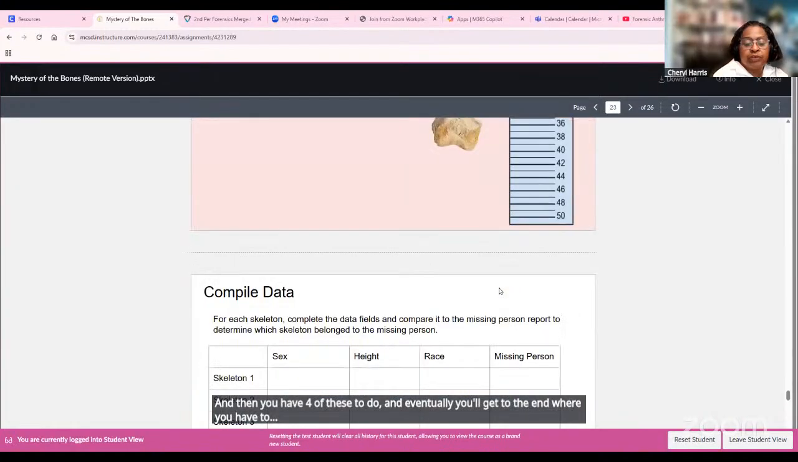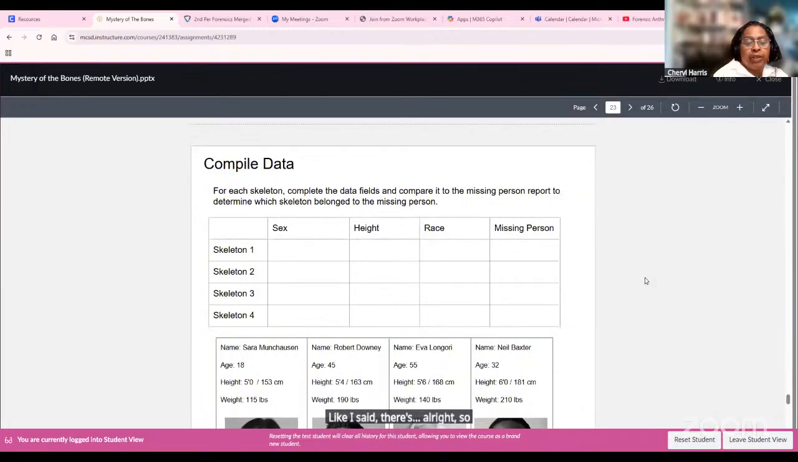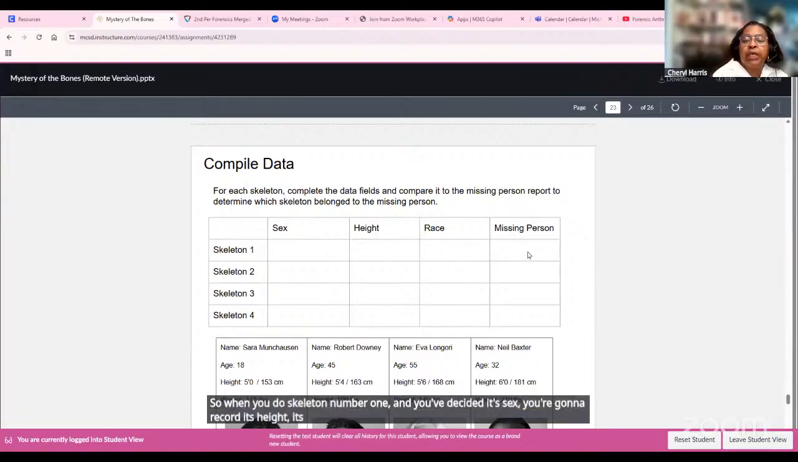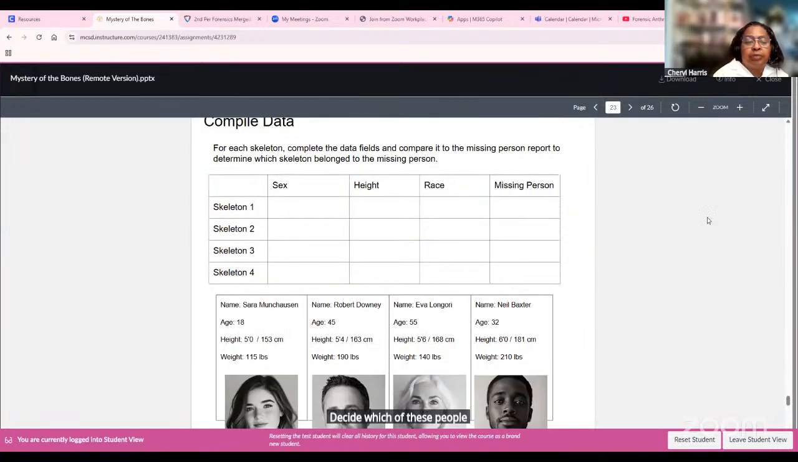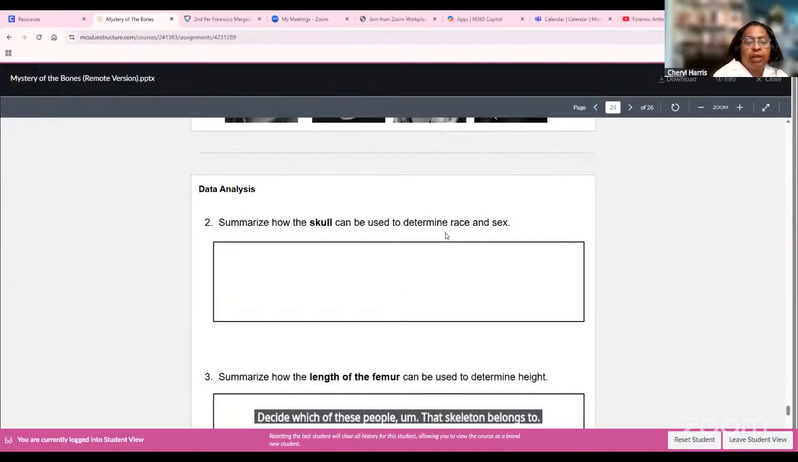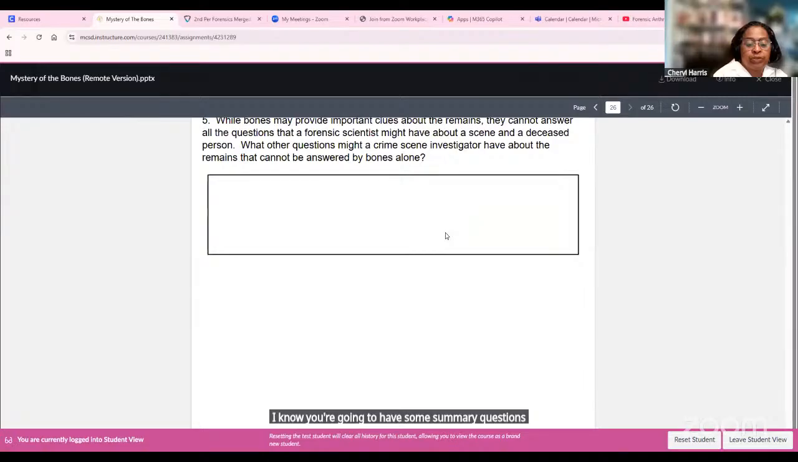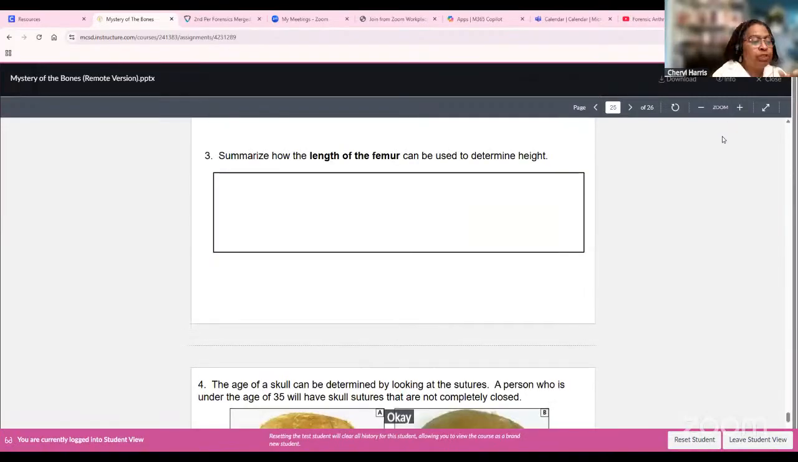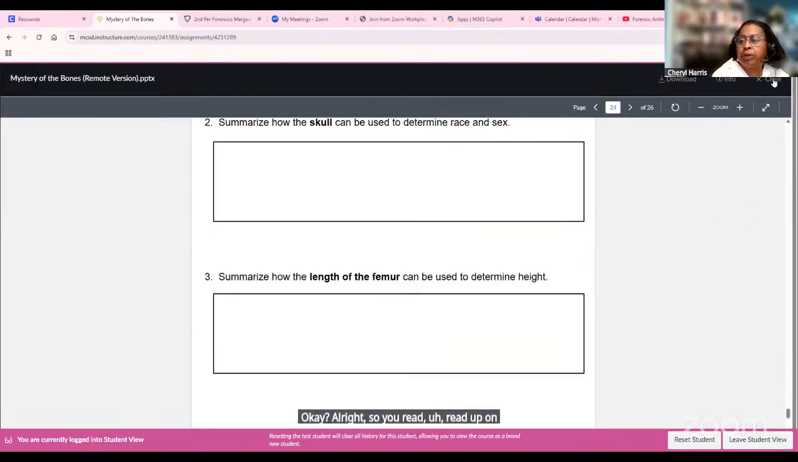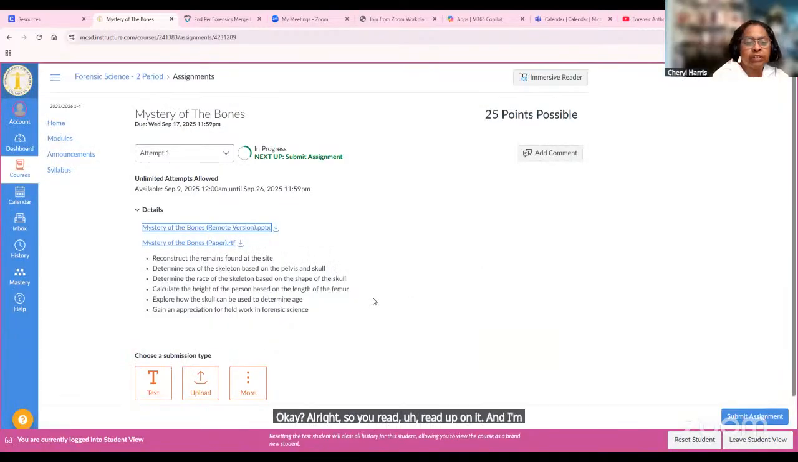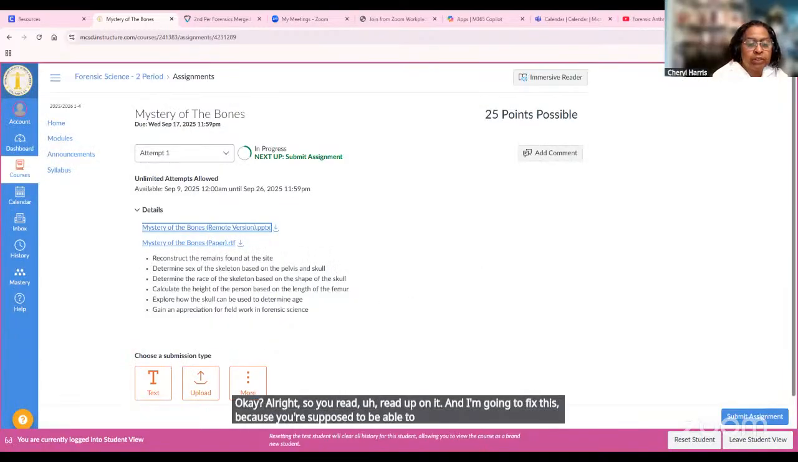All right, so then you're going to have a data chart. And you might want to fill this in as you go. So when you do skeleton number 1 and you've decided its sex, you're going to record its height, its race, and decide which of these people that skeleton belongs to. All right, then you're going to have some summary questions to answer. Okay. All right, so you read up on it, and I'm going to fix this because you're supposed to be able to drag those things into place.